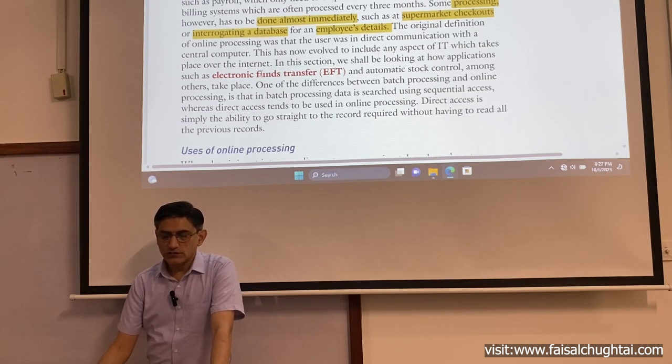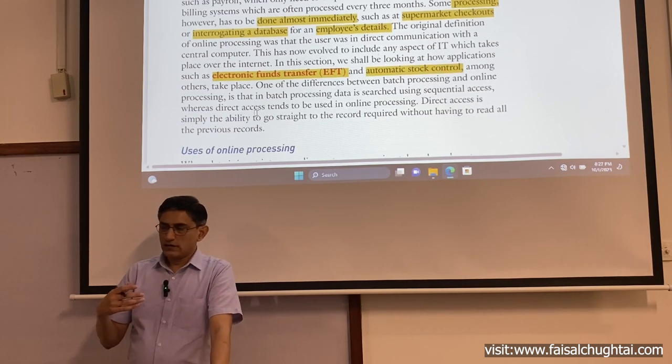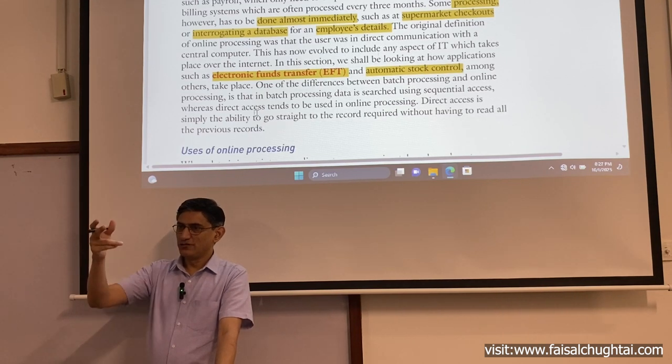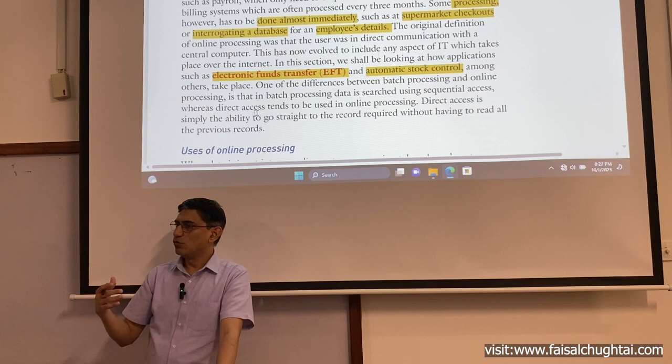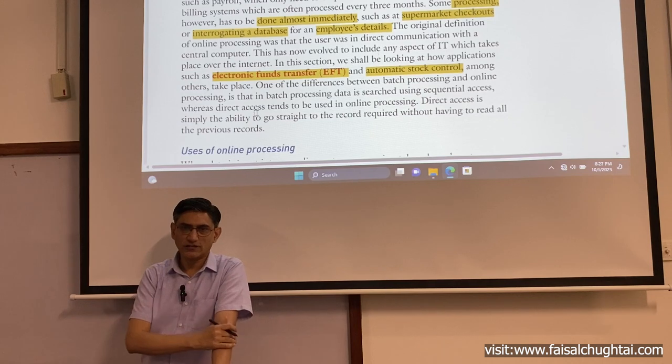Another very popular example of online processing is EFT, or electronic funds transfer. Automatic stock control, and quite a few other examples. Does anybody know what is EFT? Generally, what is electronic funds transfer? What is meant by electronic funds transfer?